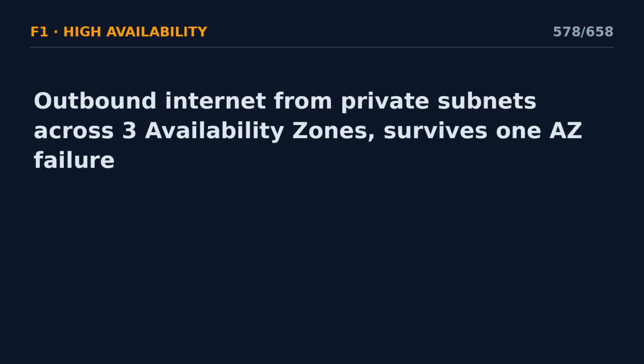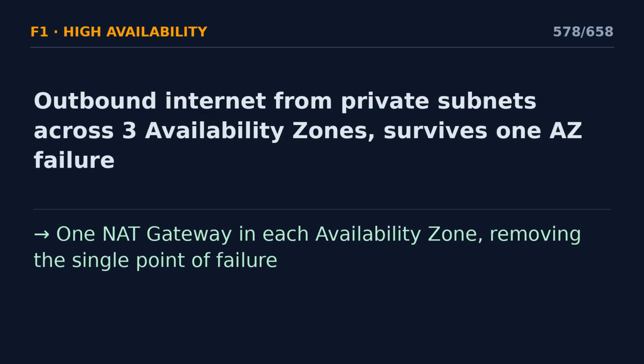Outbound internet from private subnets across 3 availability zones must survive 1 availability zone failure. Answer: 1 NAT gateway in each availability zone, removing the single point of failure.